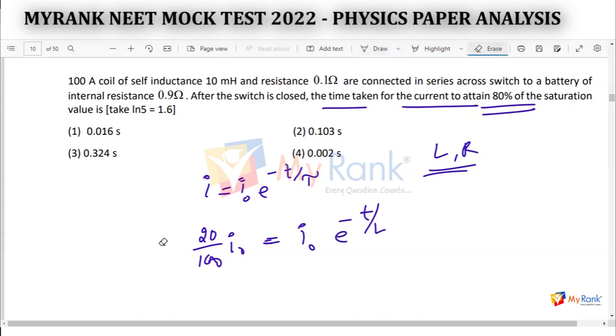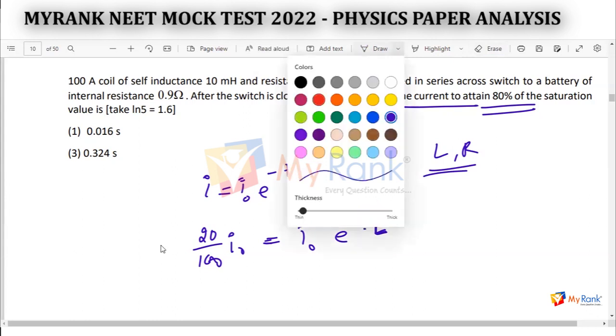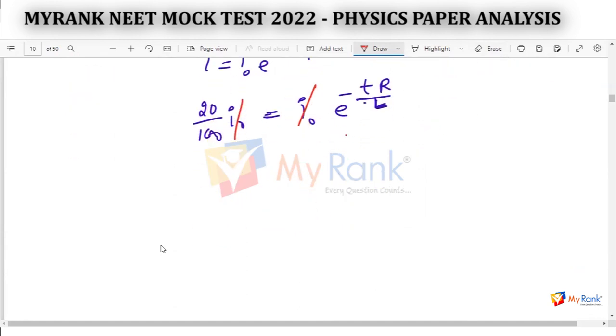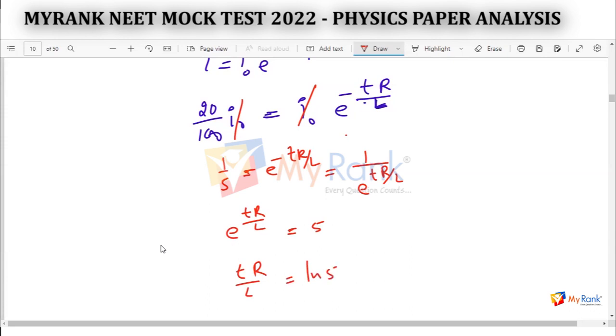So R goes to the numerator here, and L will be in the denominator. Of course, now here I naught gets cancelled. Here it's 1 by 5. So 1 by 5 is nothing but e power minus t R by L. This can be written as 1 by e power t R by L. So we can say e power t R by L is nothing but 5. So t R by L is nothing but ln 5, isn't it?